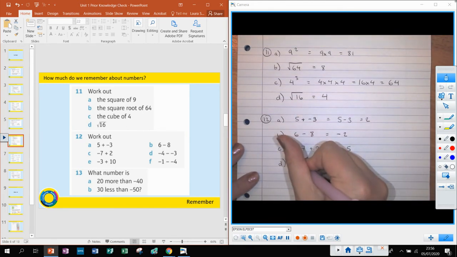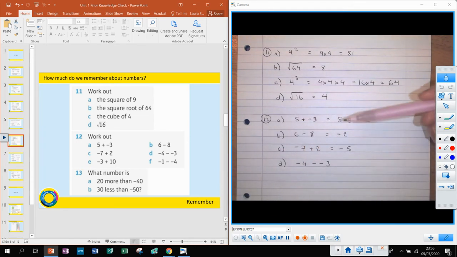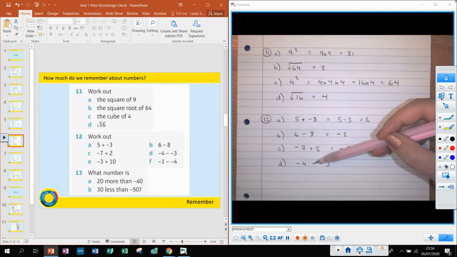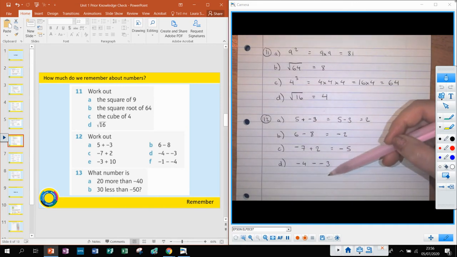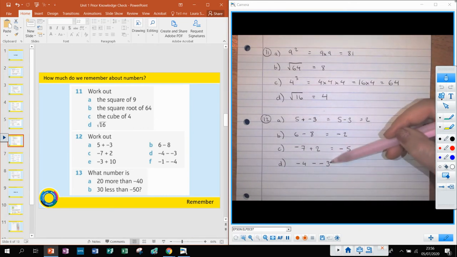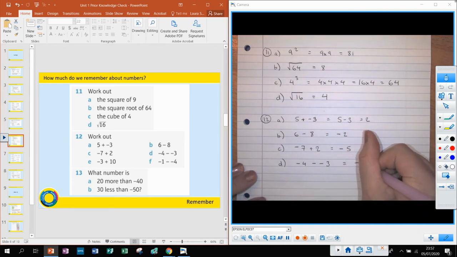D, we have negative 4 take away a negative 3. So remember in part A, we were adding a negative number, so we were adding negativity, we were getting more negative. Here we're taking away a negative, so I'd like to think about that as taking away negativity, which means you would become more positive. So if I'm taking away a negative 3, that's the same as adding 3. So we can write this as negative 4 plus 3, which is negative 1.